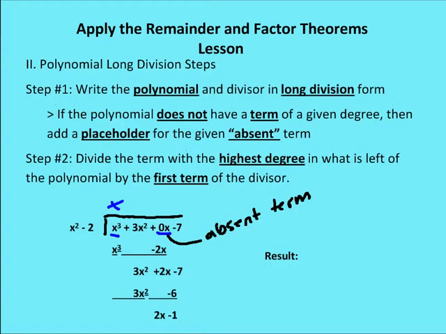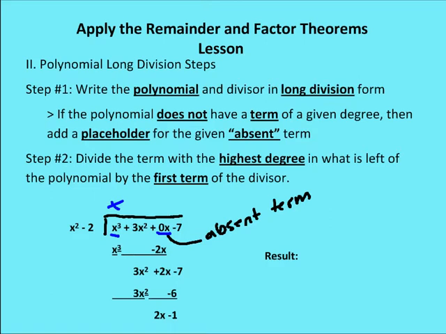Alright, polynomial long division steps. First, we're going to write the dividend of the polynomial and the divisor in long division form, which means we create this half box here. I have x squared minus 2, which is my divisor, and x cubed plus 3x squared plus 0x, and I'll explain why I'm putting 0x there in a second, minus 7 as my dividend underneath the box.